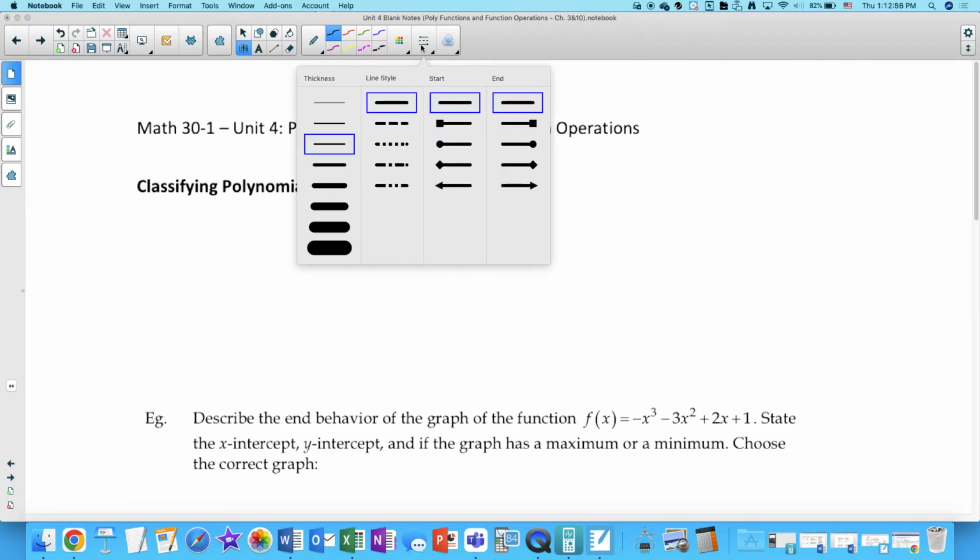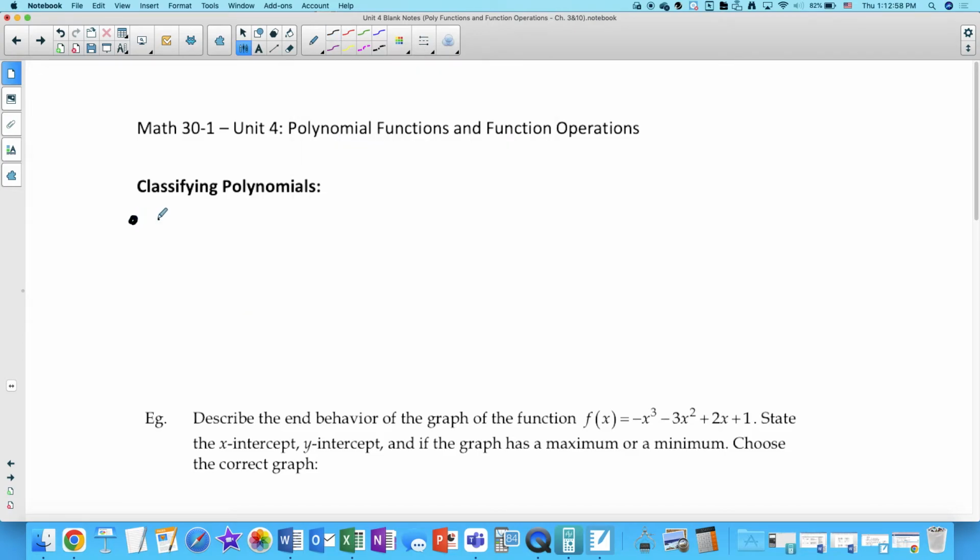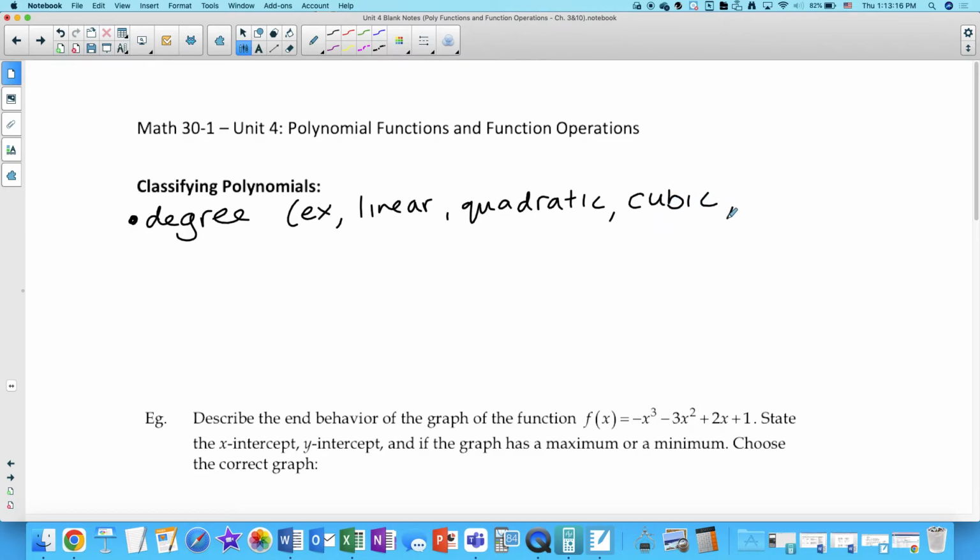So degree is one thing that we can use. Degree 1 is linear. Quadratic, cubic, etc. Now after degree 4, quartic, they don't really have special names. I think there's also a quintic, which is degree 5.